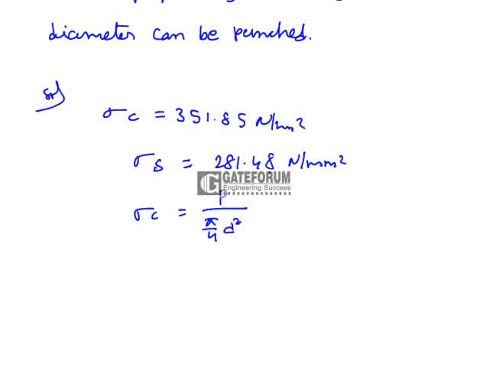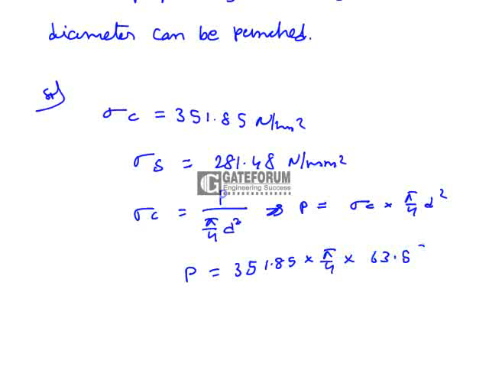This is the compressive area for a hole, and here we can find out the load acting on the member, that is sigma c into pi by 4 d square. So here diameter is 63.5 mm and sigma c is 351.85 Newton per mm square, into pi by 4 into 63.5 square. From this we can have the maximum load that can be applied on the member is equal to 4.28 kilonewton.